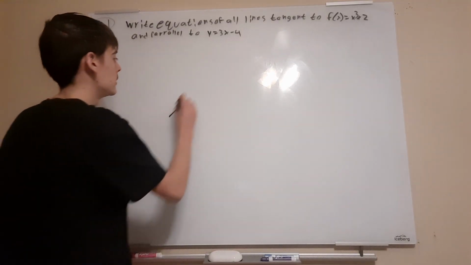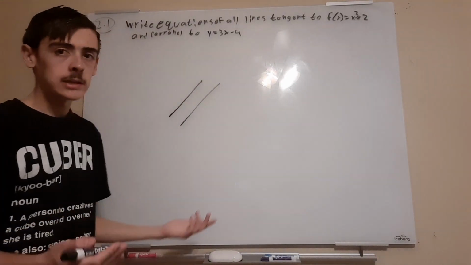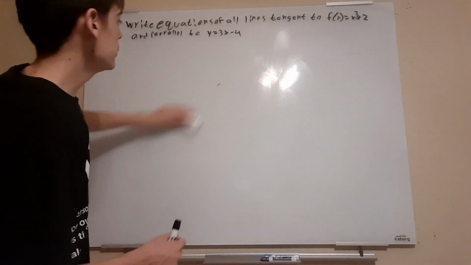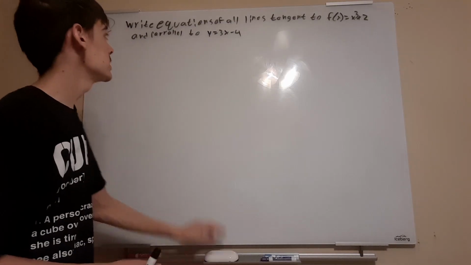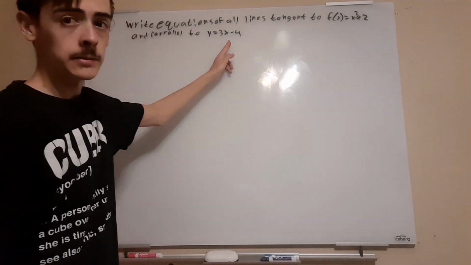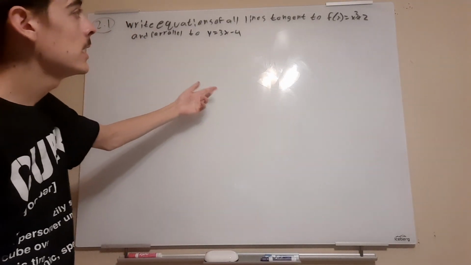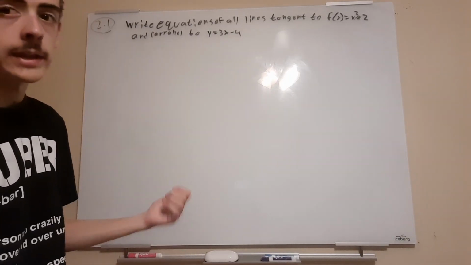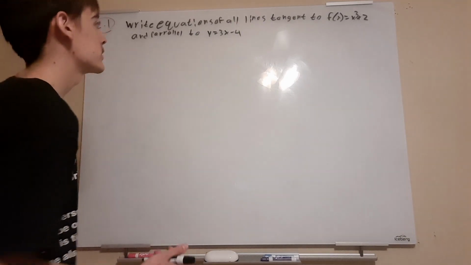Now, when lines are parallel, they never cross. And because they never cross, that means they have the same exact slope. So because they have the same slope, we just have to find the slope of this line, and then that's going to be our slope. And we can do that same process we did with the last problem, where we used the slope to calculate x and y values with that original function.